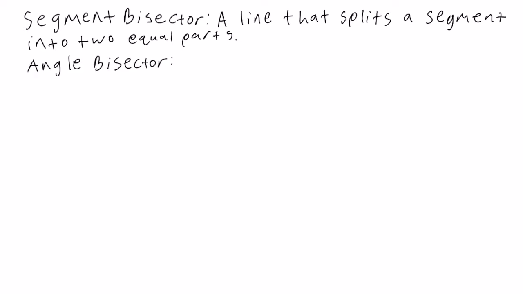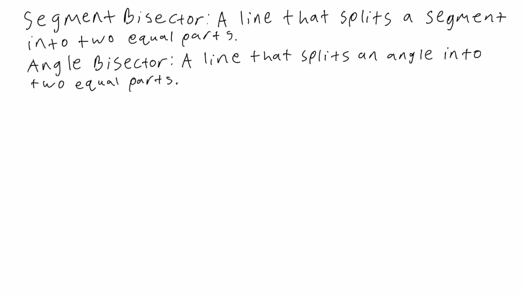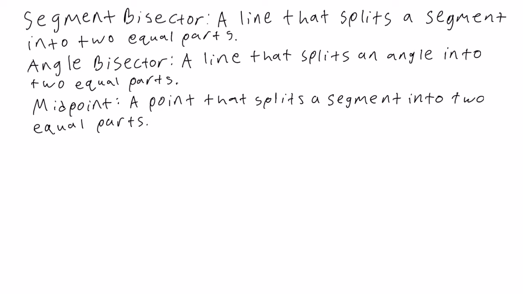Next is an angle bisector. An angle bisector, similar to a segment bisector, is a line that splits an angle into two equal parts. Next is a midpoint. A midpoint is a point that splits a segment into two equal parts. So instead of a line that's splitting a segment into two equal parts, it's a point, which effectively does the same thing as a segment bisector. It turns it into two equal parts.